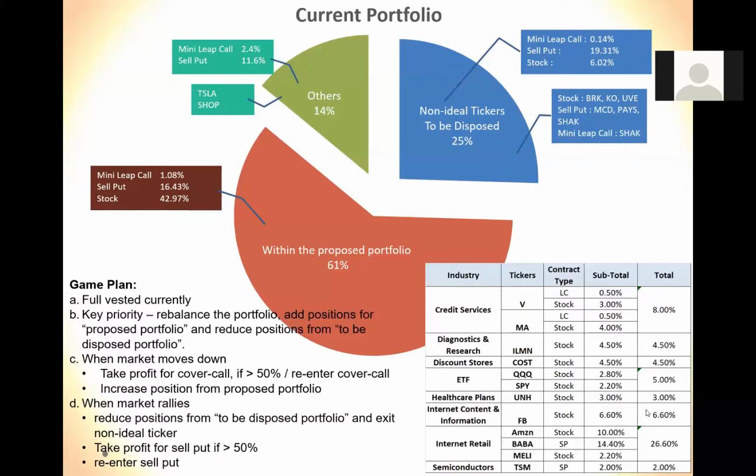Yeah. So this is how you want to look at your whole big picture. So let's say the others is 14%, which means your proposed portfolio by right should be 86%. Yeah, that's correct. So right now you need to see what your 85% should have and what you have now, and then your 25% should adjust accordingly. Okay, understand.